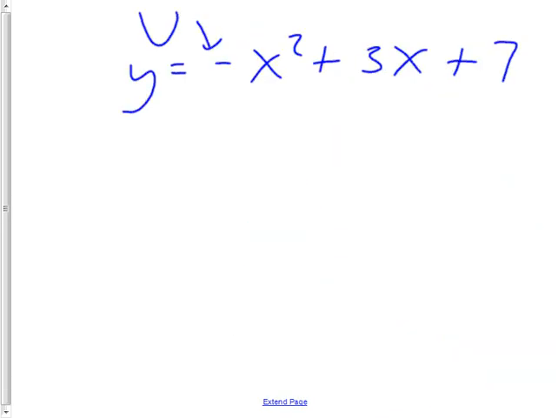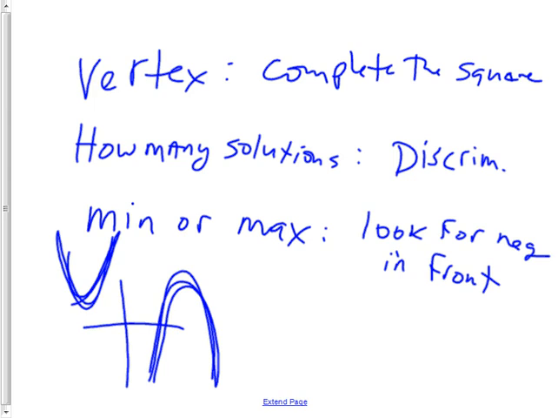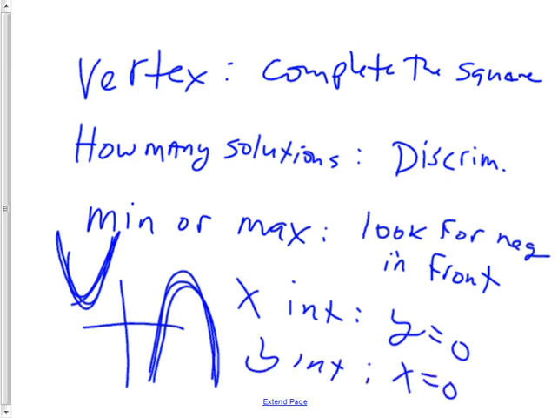If you want the x-intercepts, you set what? Repeat after me. The x-intercepts are where y equals 0. The x-intercepts are where? Y equals 0. Okay, the x-intercepts is one thing. How about the y-intercepts? That's where x equals 0. Okay? So those will help you a lot too. So if you're making that list like I started making for you, min or max, you look for the negative in front. If you want the x-int, you set y equal to 0. If you want the y-int, you set x equal to 0.